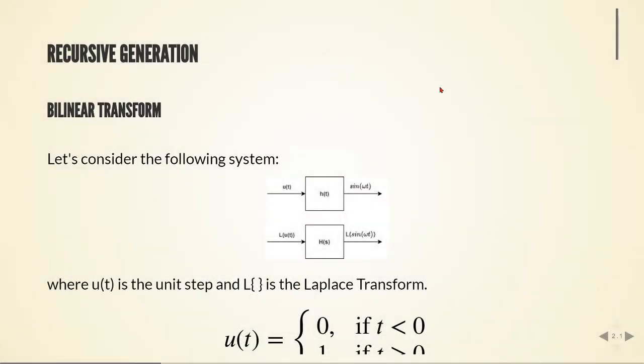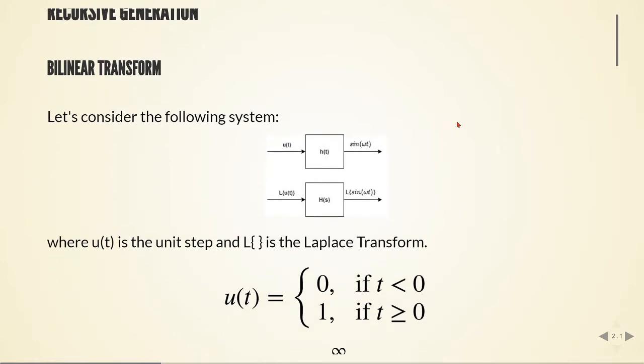Now we move to another method, and we will generate a sine wave using a recursive relation. In this first example, we will get difference equations for our sine wave using the bilinear transform. Let's consider the following system, where we have as an input a unit step, and we have a system, and the output is a sine wave of omega t, where omega is frequency.